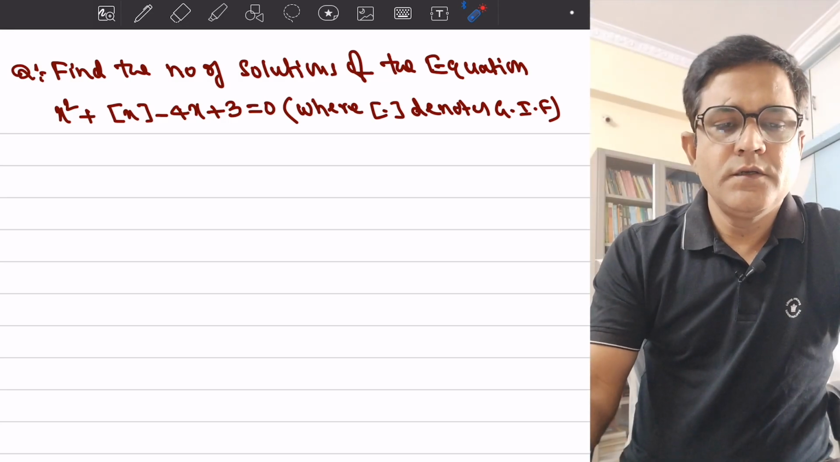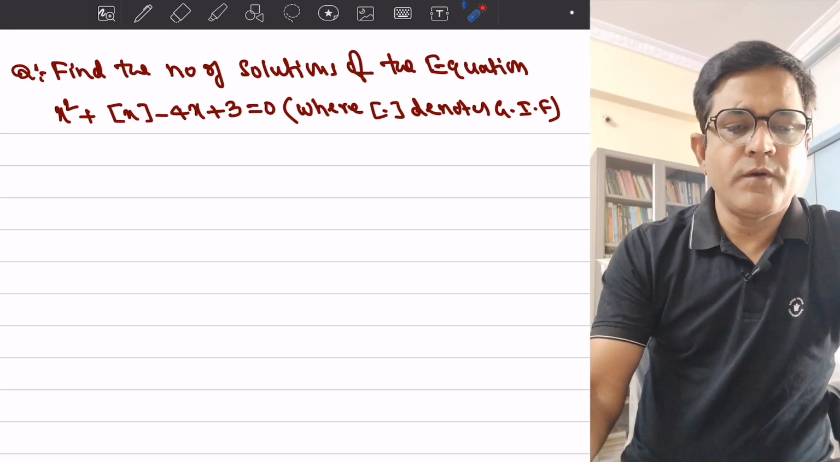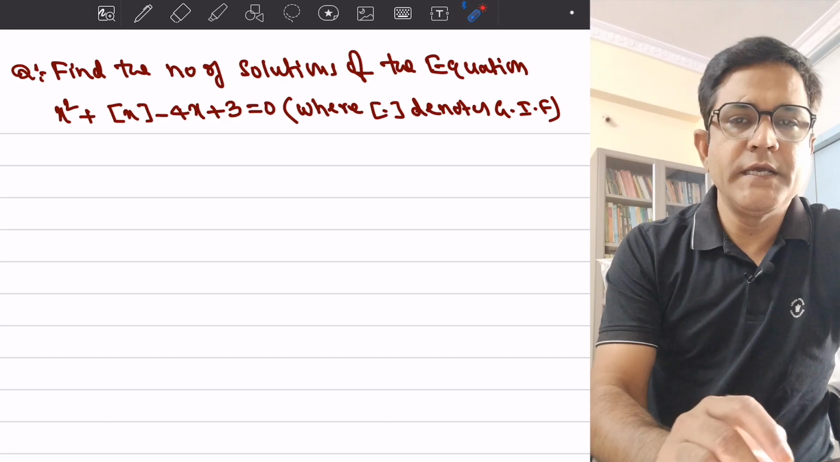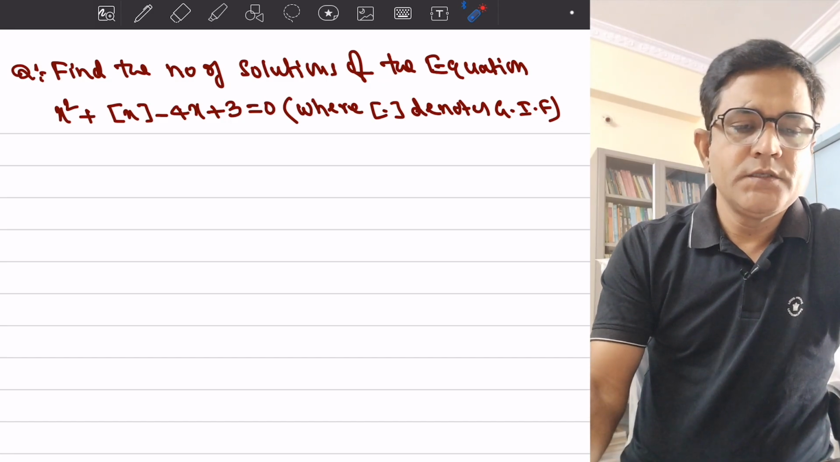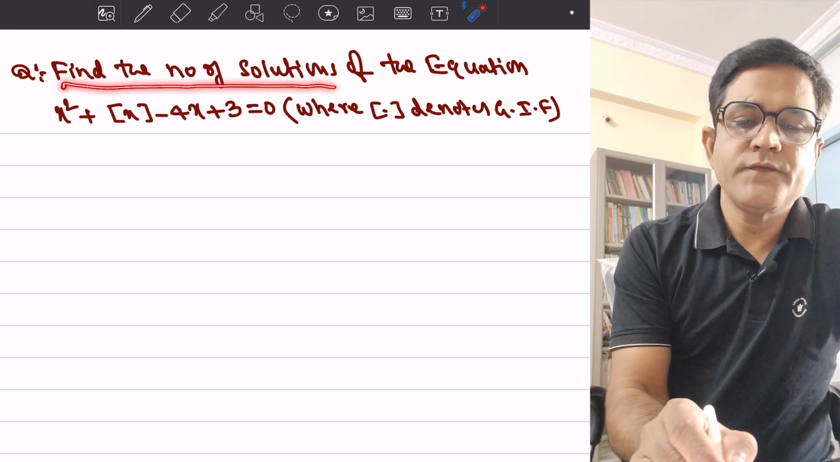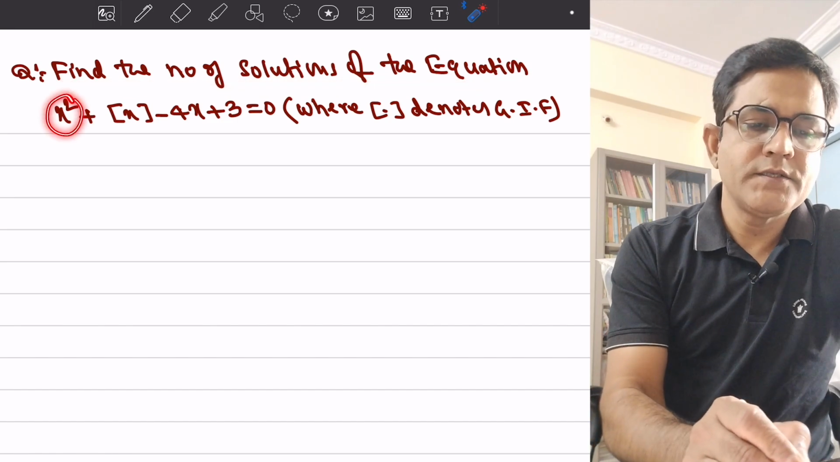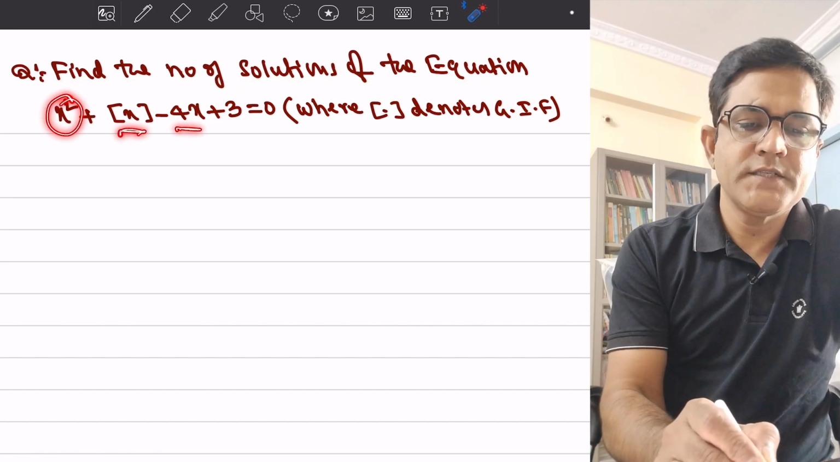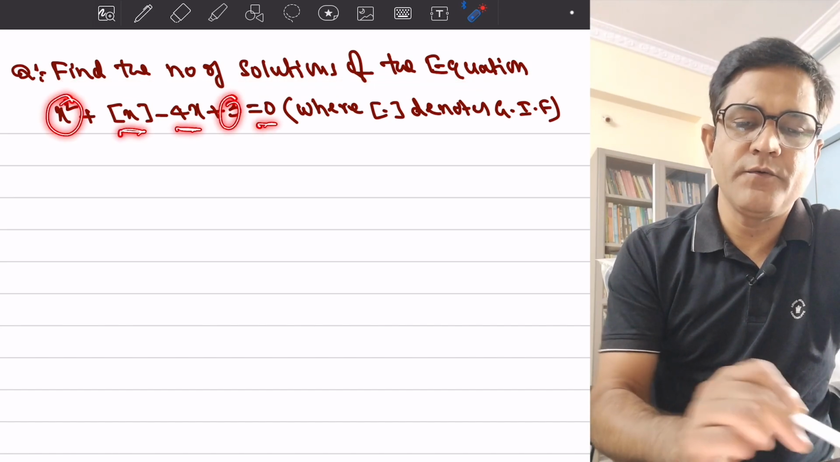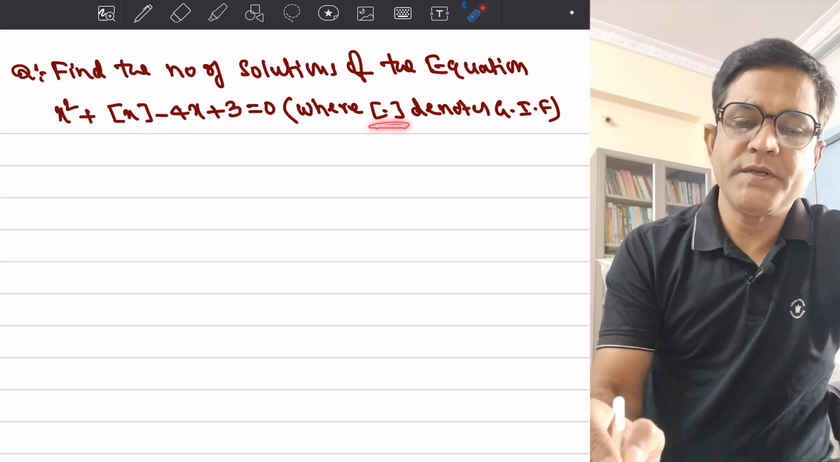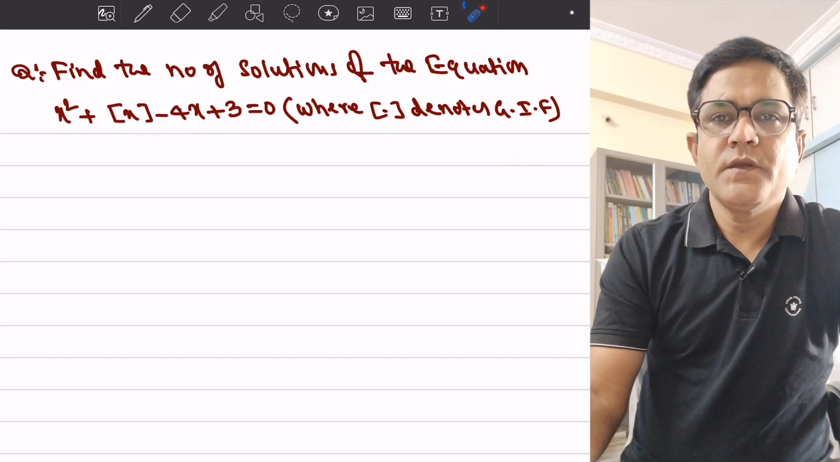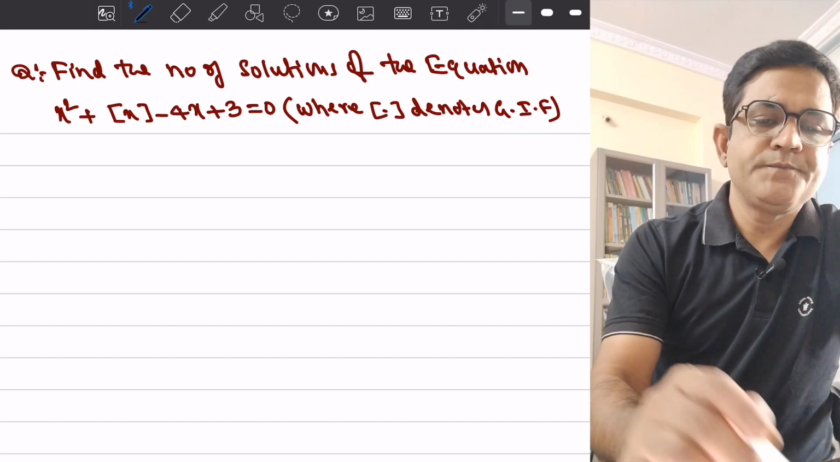Dear students, today we will solve one problem from quadratic equations which involves the greatest integer function. The question is: find the number of solutions of the equation x² + [x] − 4x + 3 = 0. Here the square bracket represents the greatest integer function. So, this is the question.